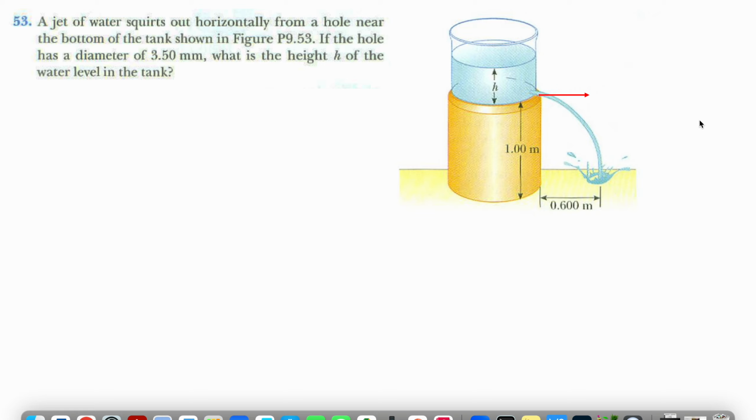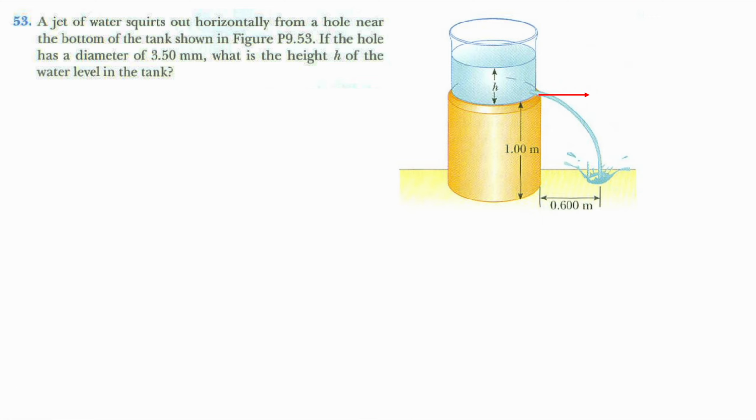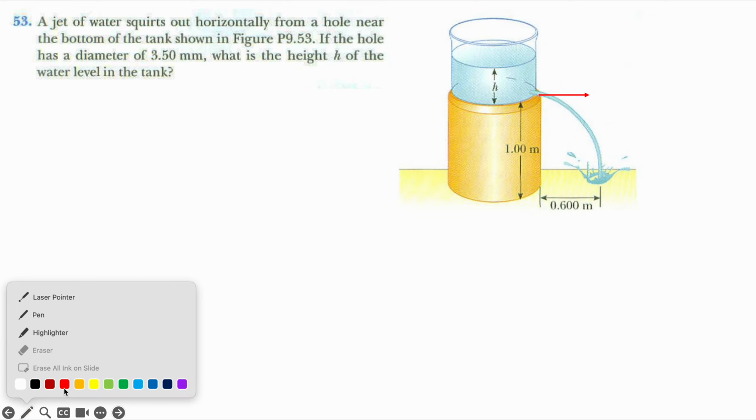So in number 53, we have a jet of water that's squirting out horizontally from a hole near the bottom of a tank, shown in the figure. If the hole has a diameter of 3.5 millimeters, what's the height of the water level in the tank? So we've got water squirting out the side over here, but the question is, what is that doing?